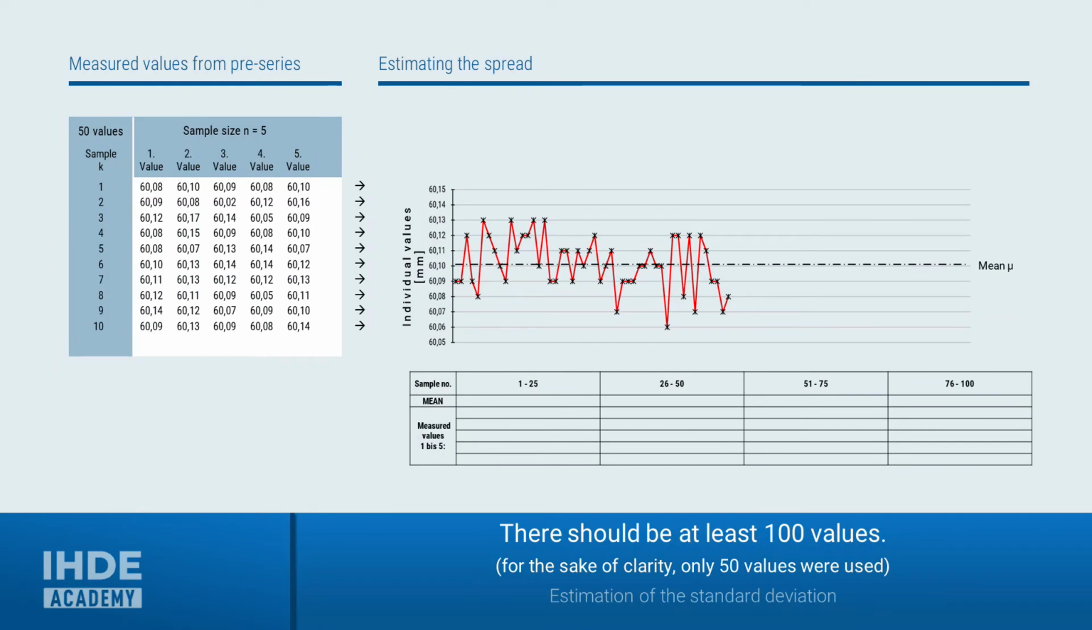Several random samples were taken and the diameter of each part measured and the measurement results entered in the table. Then the values were entered into the control chart. This resulted in the value curve shown here.